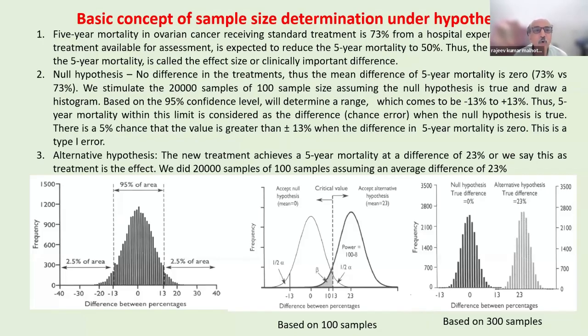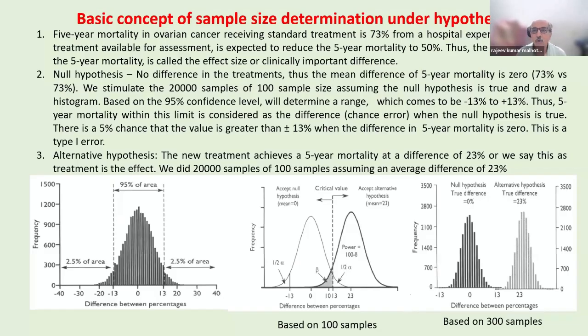5-year mortality in ovarian cancer receiving the standard treatment is 73% from a hospital experience. See, in ovarian cancer the 5-year mortality is 73%. And for a new treatment I am planning an assessment, and it is expected to reduce mortality by 50%. Now, with the new treatment, 5-year mortality will reduce to 50%. So that means a 23% reduction, or another way I can say is that 23% is a gain from the 5-year mortality.